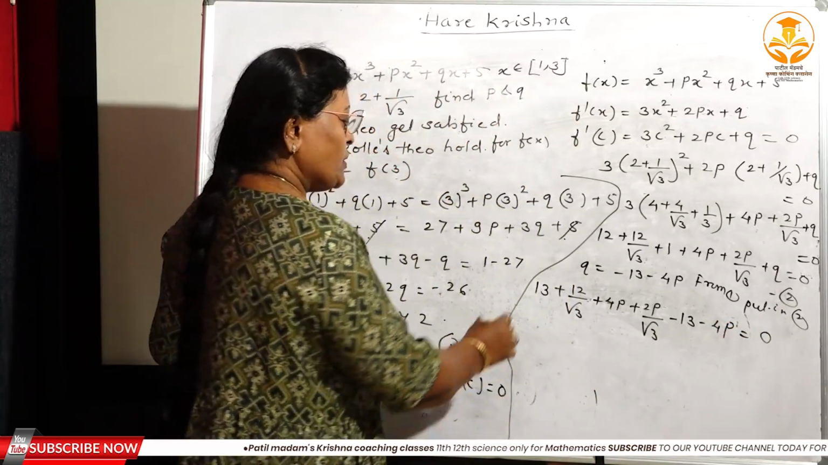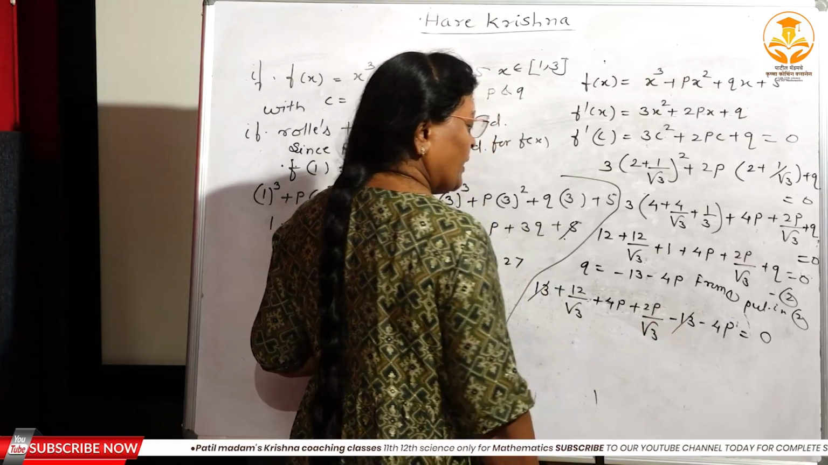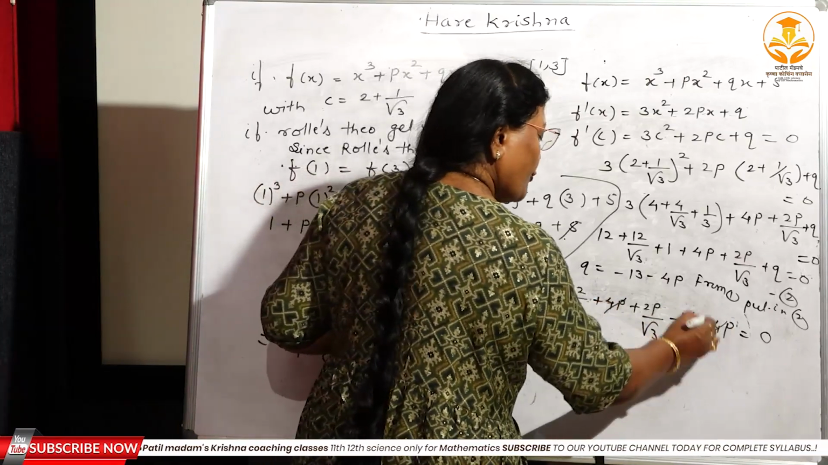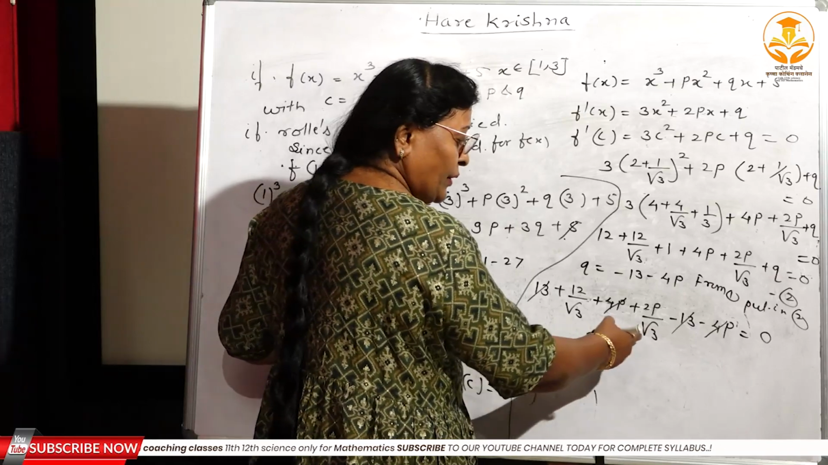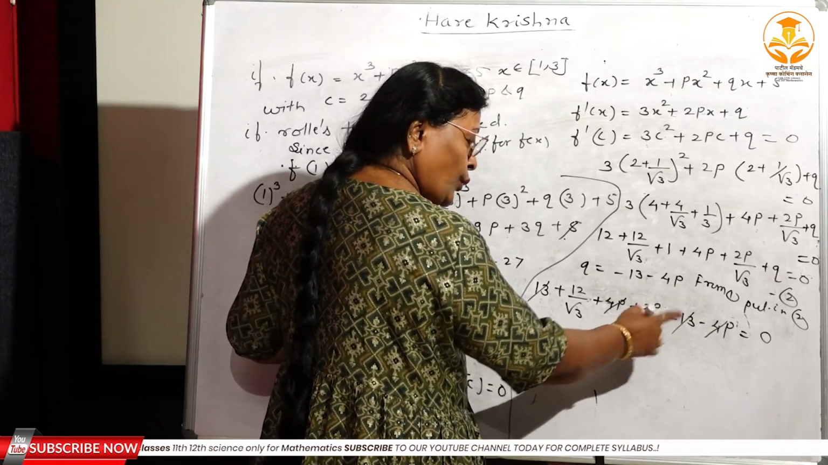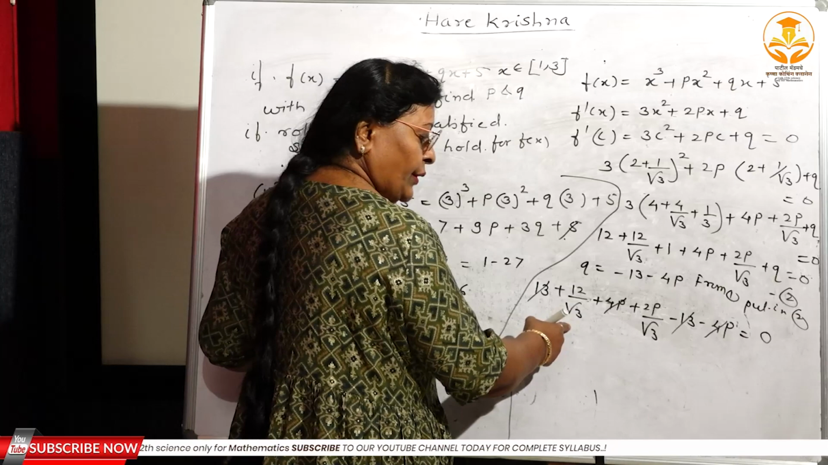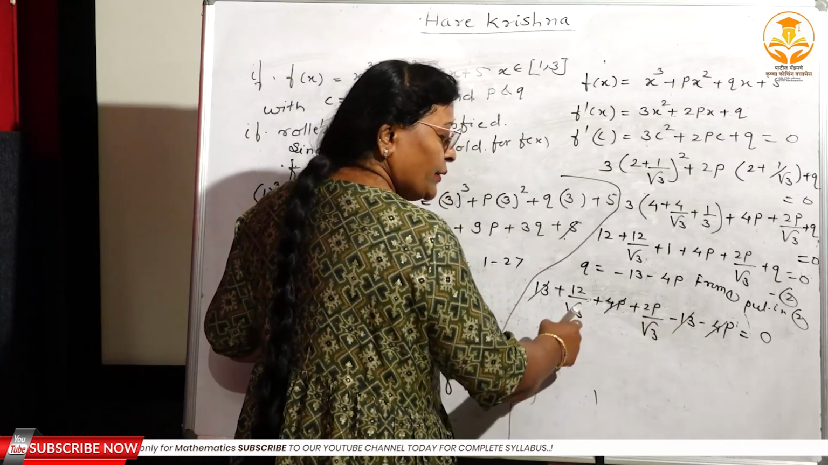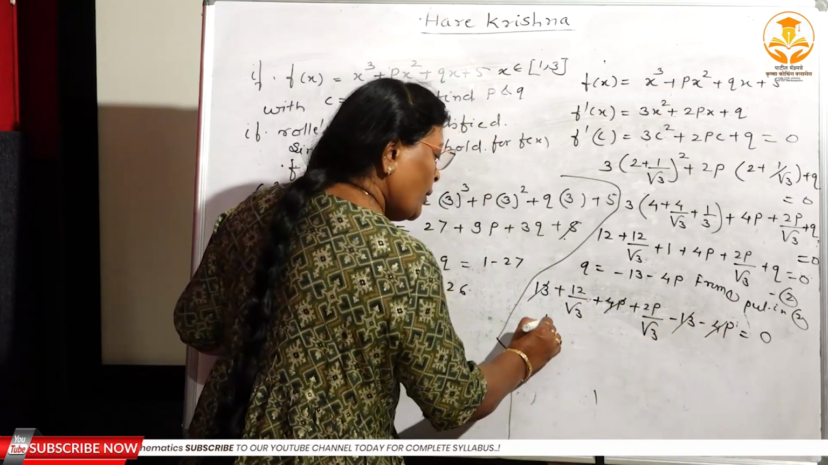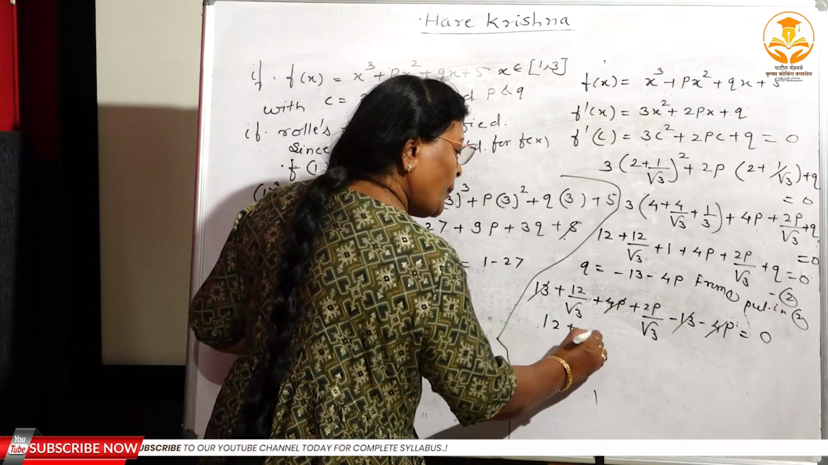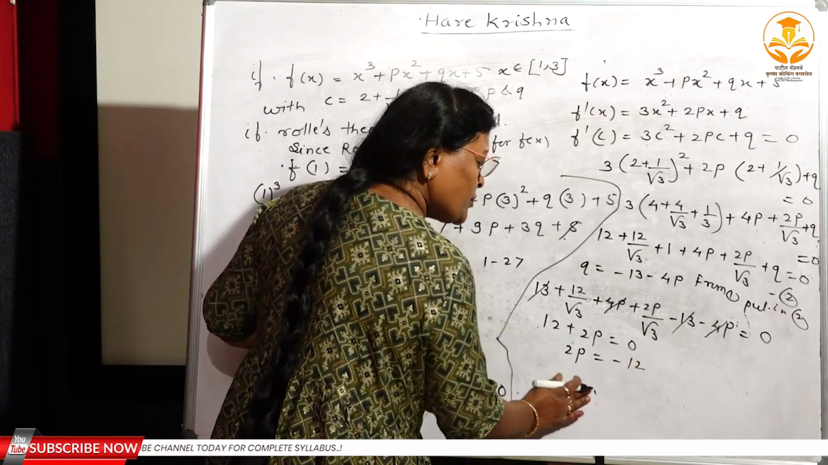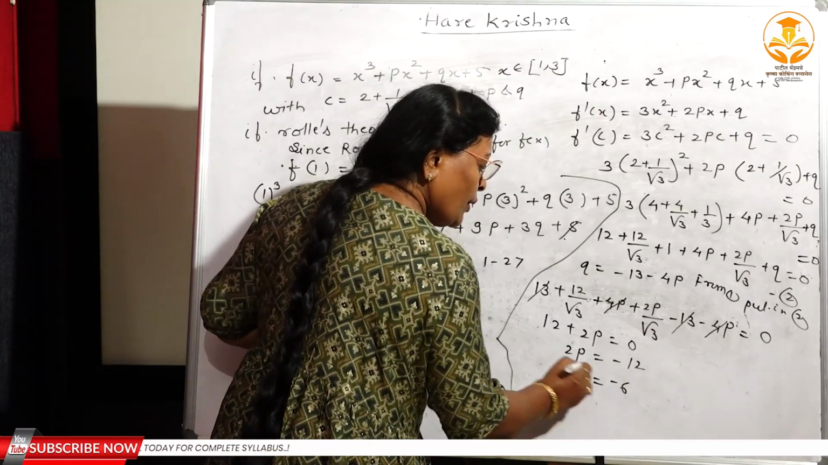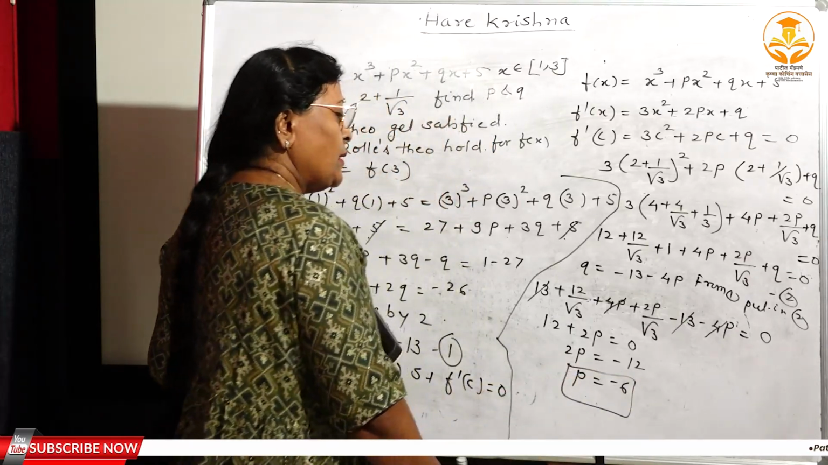Again, if you observe this, the 13 minus 13 gets cancelled, 4p gets cancelled, right? Now here you have to multiply with what here? Root 3 throughout, isn't it? When you multiply with root 3 throughout, then root 3 into 0, you will get 0. Therefore 12 plus 2p, it is equal to 0. Therefore 2p is equal to minus 12. Therefore p is equal to minus 6, and this is the result.